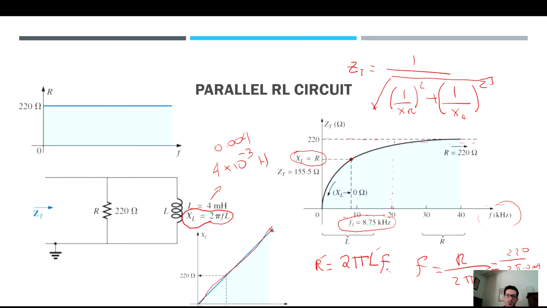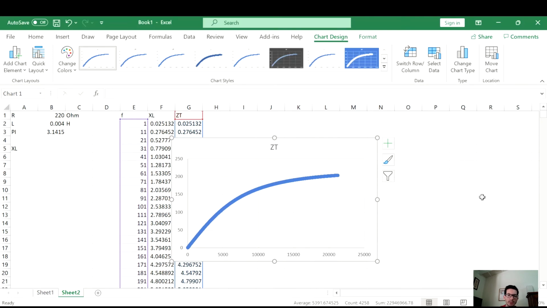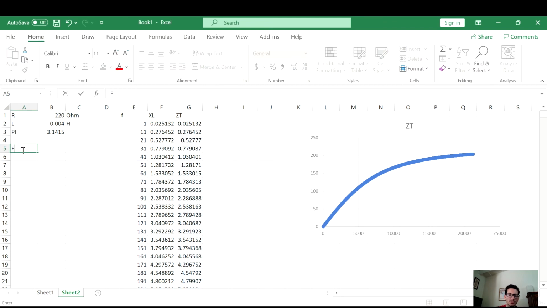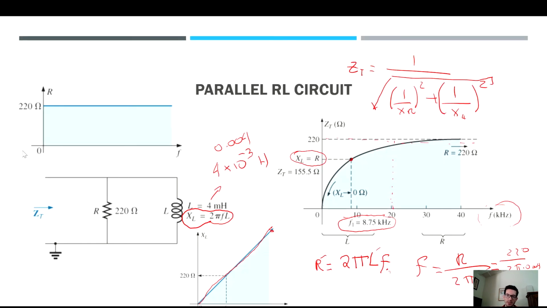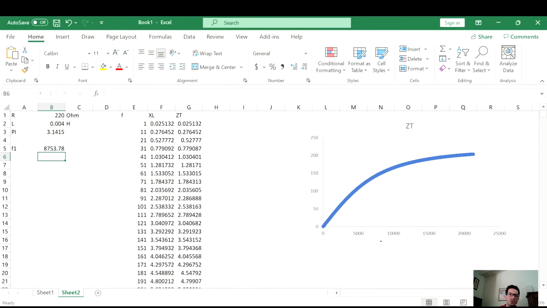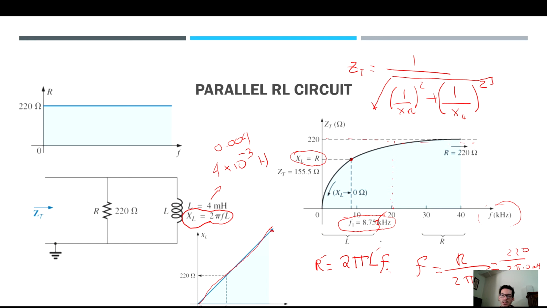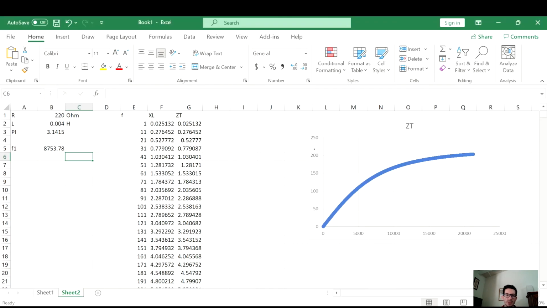So in other words, R equals 2 pi L F. If we need to find it, let's find our F for our resonant frequency. Let's say F1 equals 220, lock it, divided by, in parentheses, 2 times pi, lock pi, times the inductance, lock the inductance. 8,753, so 8.75 kilohertz, and that is exactly what we get, 8.75 kilohertz, 753. Excellent. So now the next thing we need to do is nothing. They asked us to compute the total impedance, and we have done that here.